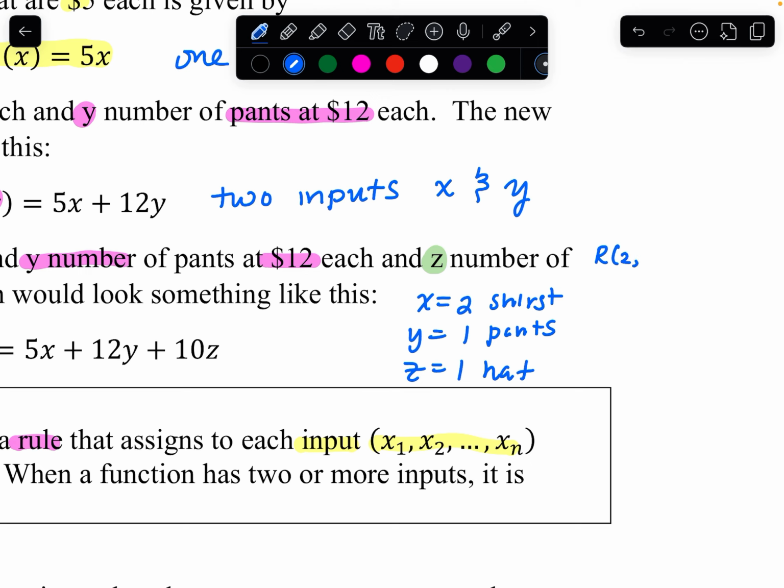If I wanted to know my total revenue selling 2 shirts, 1 pair of pants, and 1 hat, I'm going to plug each one of these values into my function on the next line. So 5 times 2 for X, plus 12 times Y, which is 1, plus 10 times Z, which is also 1, and then we get one single output, which is our revenue. So 5 times 2 is 10, plus 12, plus 10. We have made a total of $32 in revenue.